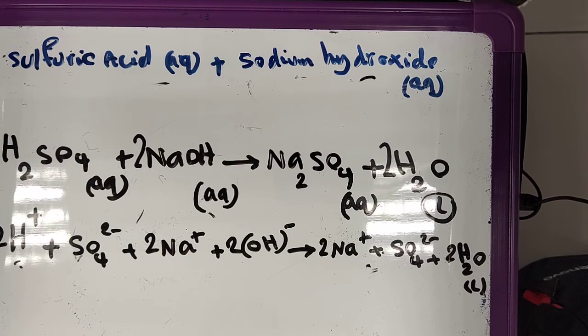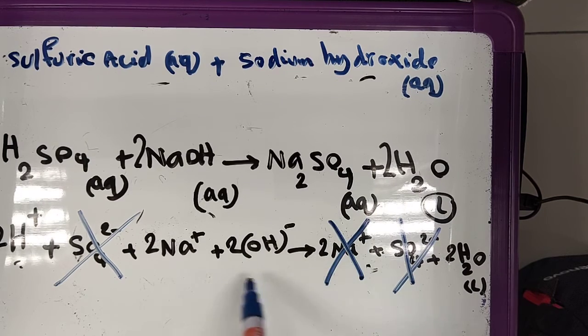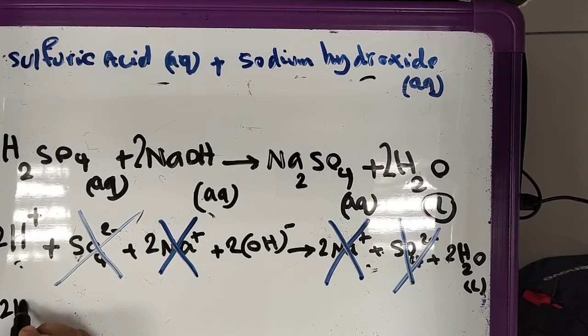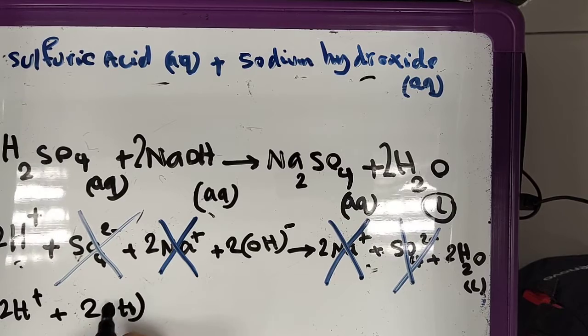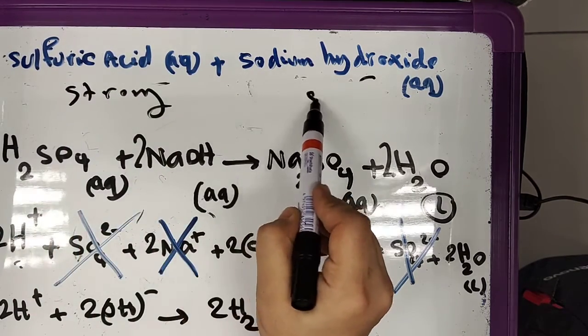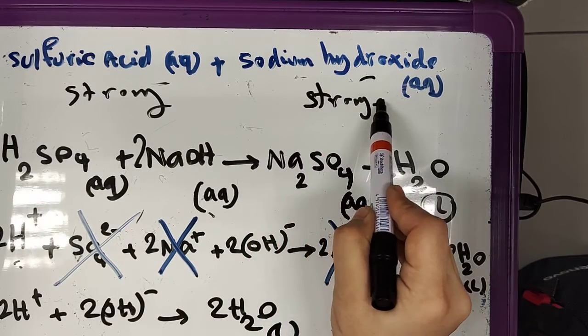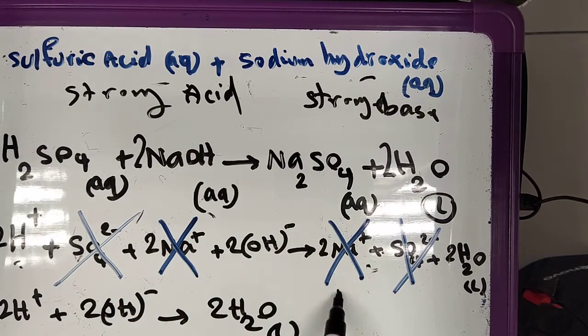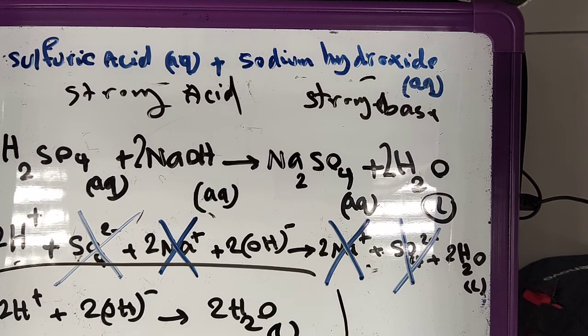So now the next step is you have to omit, eliminate the spectator ions. This one is a spectator ion, this one is a spectator ion, and this one too. So you rewrite the equation without these ions: 2H positive plus 2OH minus gives 2H2O. So if you have one strong acid and another strong base, this reaction always gives water molecules. This is the net ionic equation without the spectator ions.